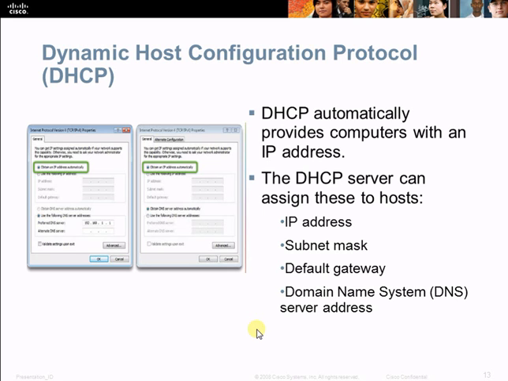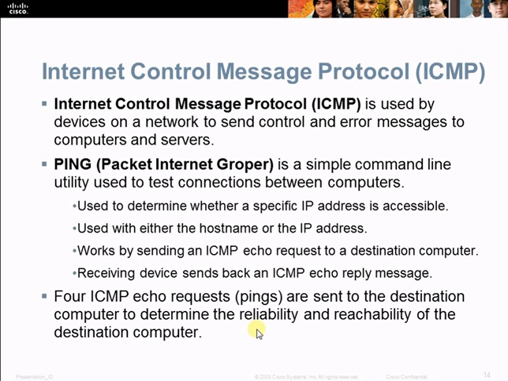So then we have our Internet Control Message Protocol, or ICMP, and this is used on a network to send and control error messages to the computers and servers. And the big thing here is the ping. Your computers will go out and ping a number so it can find other computers on the network. When it does this, it sends a ping request to the destination computer to determine the reliability and reachability of that computer. Usually it will ping and find the best route to get to the computer that it wants to go to.